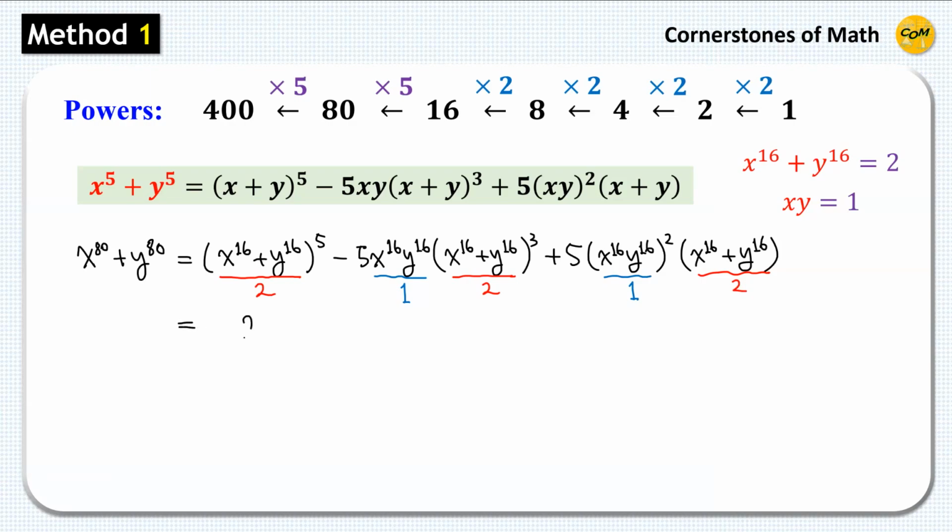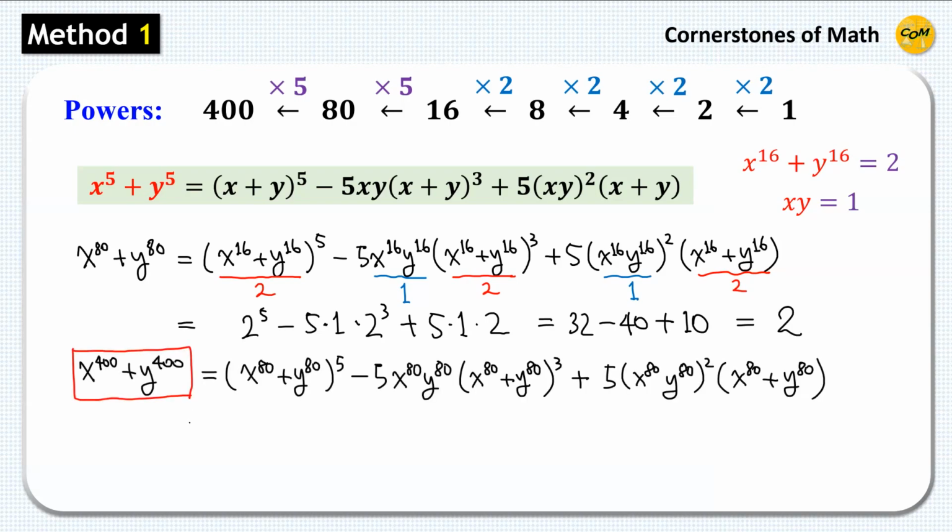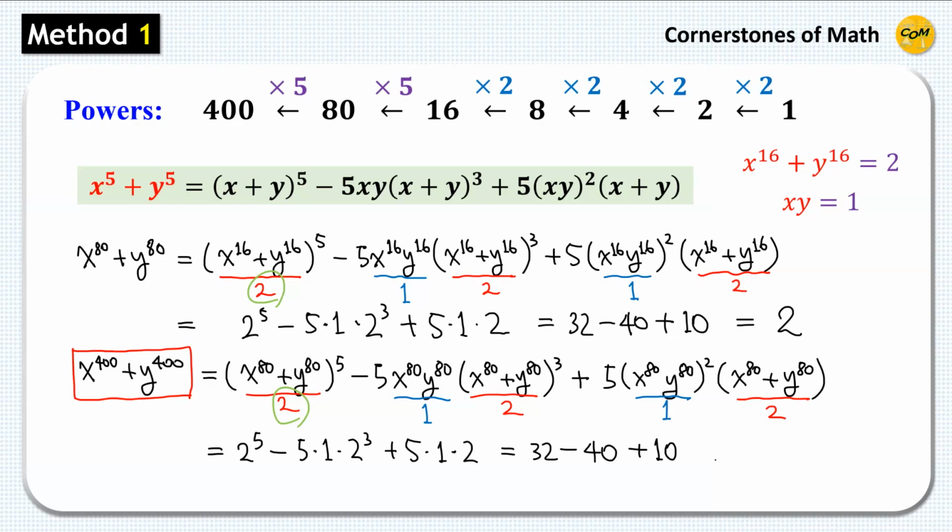So we have 2 to the power of 5 minus 5 times 1 times 2 cubed plus 5 times 1 times 2. So we have 32 minus 40 plus 10, which equals 2. And then at last the sum of 400th powers. And since the sum of 80th powers is also 2, just like the previous step, the calculation is exactly the same as the previous step, which gives 2. But this is only the first method.